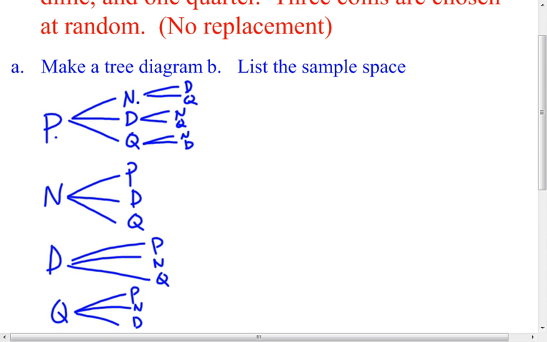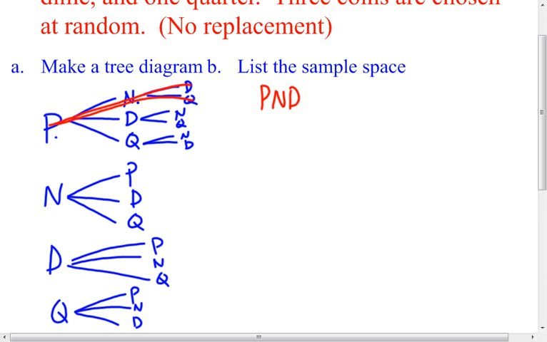What you need to do then, so this is the tree diagram. That's the tree diagram. And then what you need to do after that is list your sample space. And you get your sample space by following every path through the tree diagram. So there's one path right there. And then here's another path, and so on and so on. And so you're going to list your sample space, and it will go something like this.